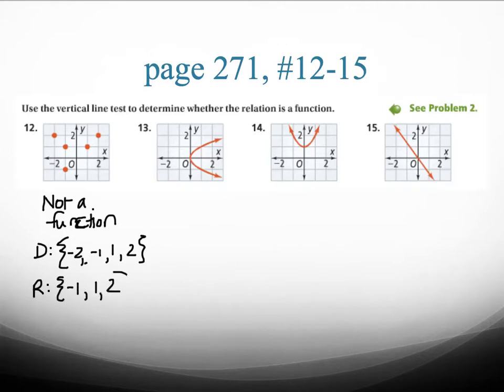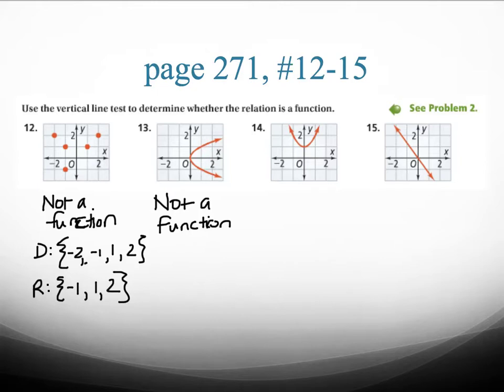Again, we're not listing any duplicates. All right, good. Next one, 13. Is it a function? No, it's not a function. And we know it's not a function because this one also fails the vertical line test. If you're not seeing it, there would be an example right there of a vertical line that passes through two ordered pairs in one shot.